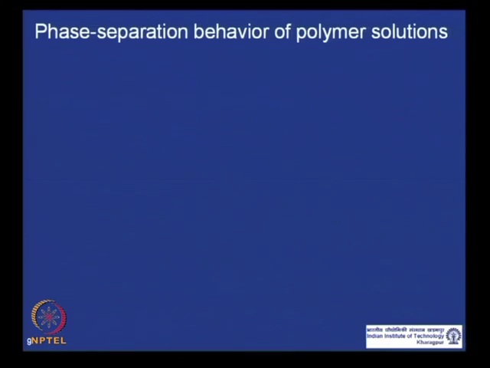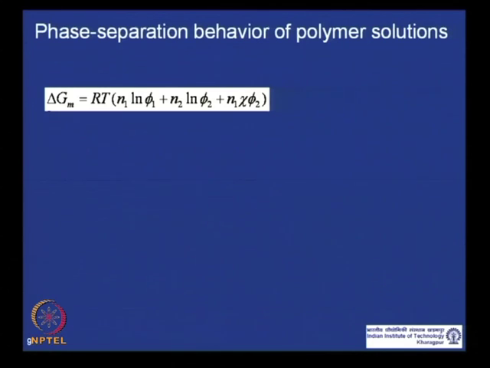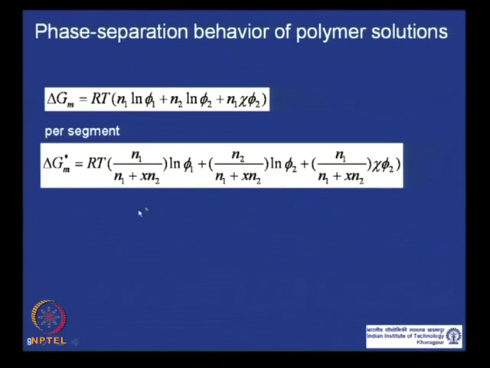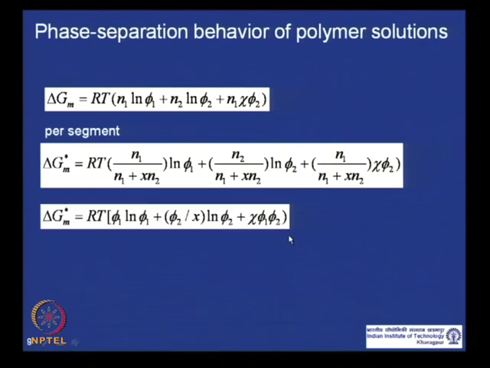Okay, now let us move to the next topic, where we talk about the phase separation behavior of polymer solution. And again, going back to the Flory-Huggins equation, this gives me the Gibbs free energy of mixing. Now, if you want to convert it to Gibbs free energy of mixing per segment, or per unit cell, per lattice site, then we will divide by the total number of segments, or number of lattice sites. N 1 is for the solvent and N 2 is for the polymer. So, you divide that and you get another expression for the Flory-Huggins expression, where this gives the free energy of mixing expressed in terms of per segment of the polymer molecule.